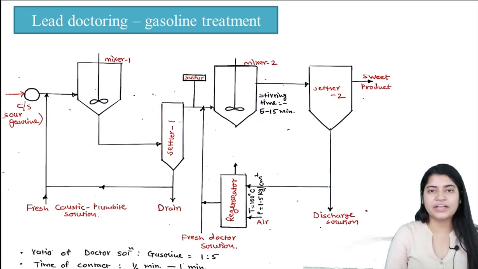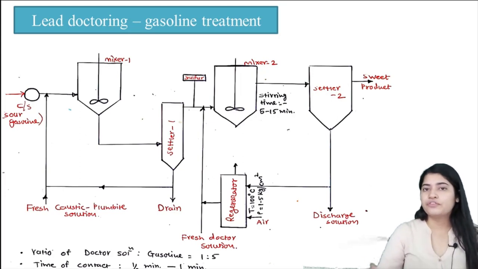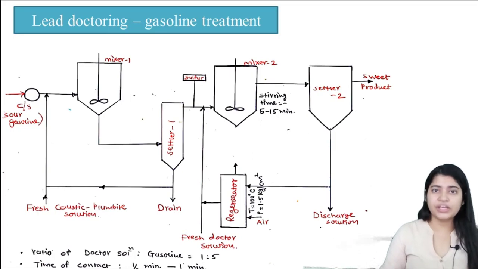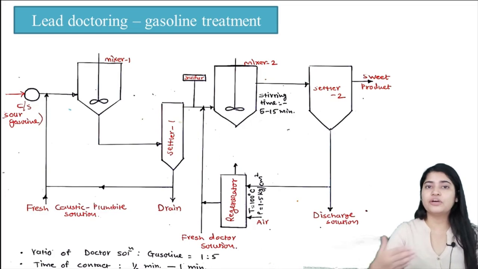You can see the stirring time is 5 to 15 minutes. Now the obtained solution is sent to settler 2 from where you separate out your sweet product and the discharge solution. Now is the step of regeneration. As I told you, along with your process your regeneration is also going on.